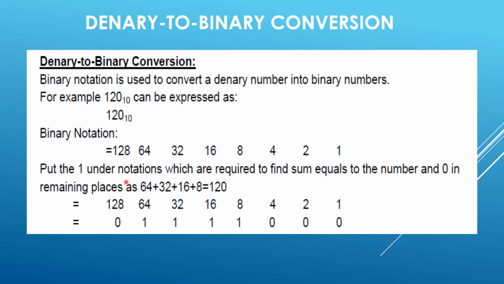Put 1 under the notation which are required to find a sum equal to the number, and then put 0 in the remaining places. So we will put 1 under 64, we will put 1 under binary notation 32, we will put 1 under binary notation 16, and we will put 1 under binary notation 8 to get an equivalent number, which is 120. So this is how you can convert a denary number into an equivalent binary number.